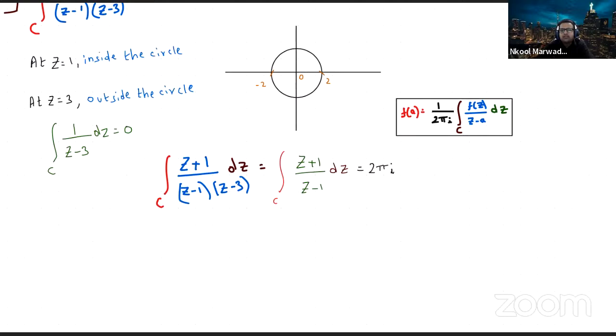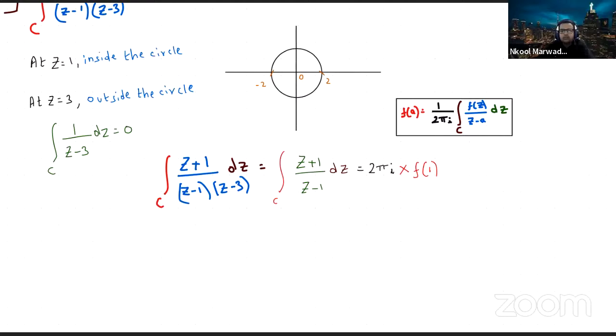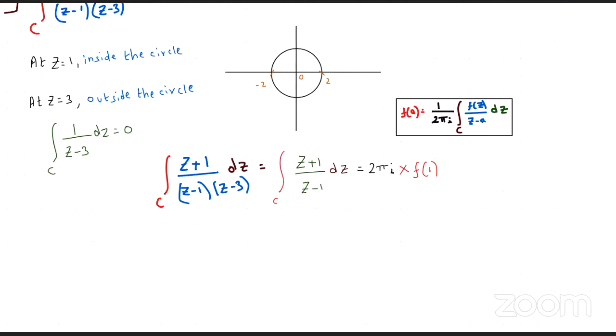Because here a is 1. Why is a 1? Because what is a? In the denominator we have z minus a, and here it is z minus 1, so a is 1. So it will be 2 pi i into f of 1. So this will be the final answer.